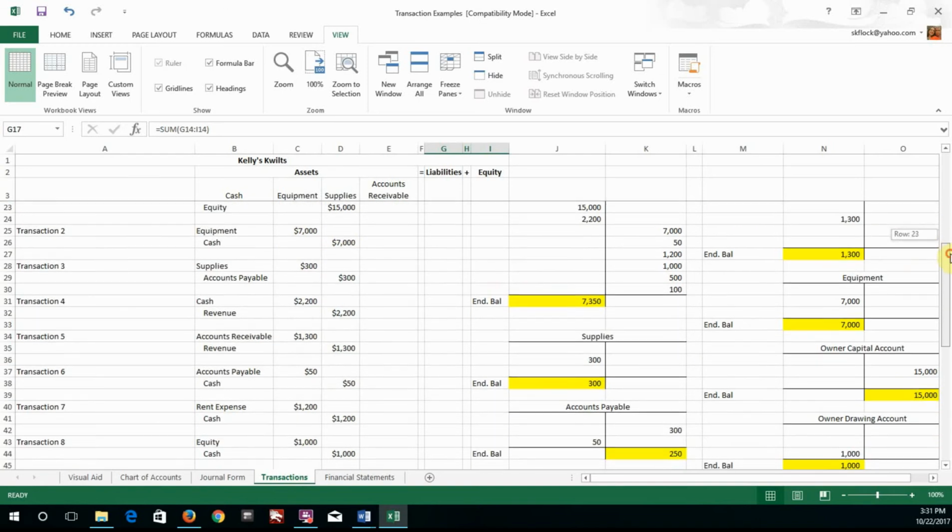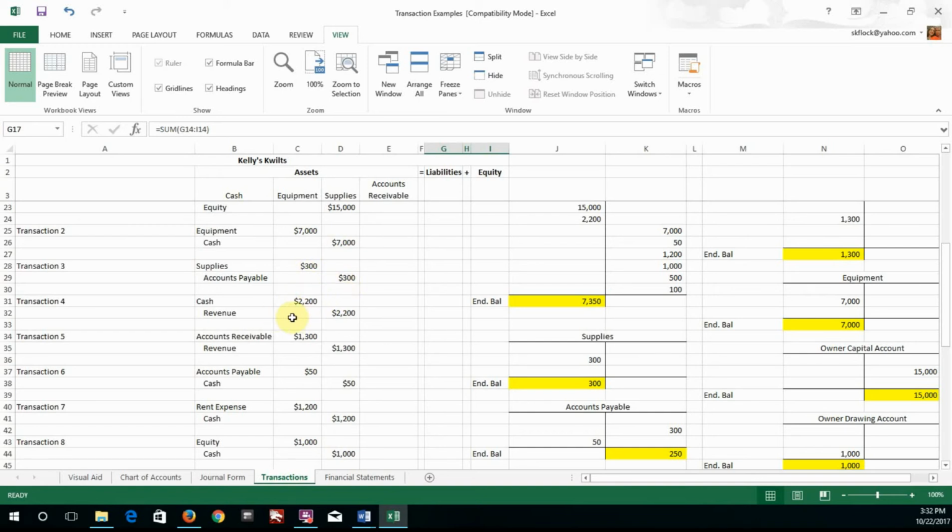The third transaction, we bought those supplies on account. Remember, we didn't pay for them when we purchased them. We owe for them later. So we've increased our asset of supplies. We've increased our liability, money that we owe a creditor. So this is my debit. This is my credit.